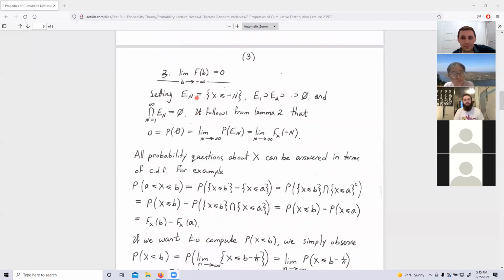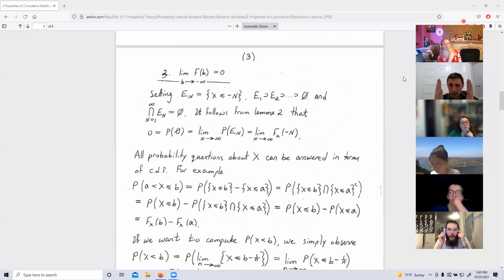So I can pick En to be X less than or equal to minus N, right? And then of course E1 is going to contain E2 and onwards. You can see that as I increase N, I make E a smaller set. E is like the interval from minus infinity to that minus N number. And I'm kind of moving this way, allowing fewer and fewer values to be within the set E, right? And so what do we get?